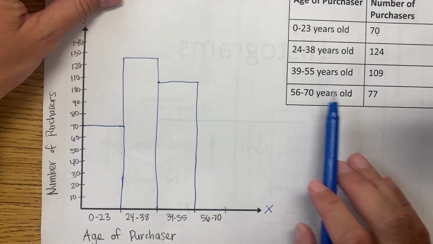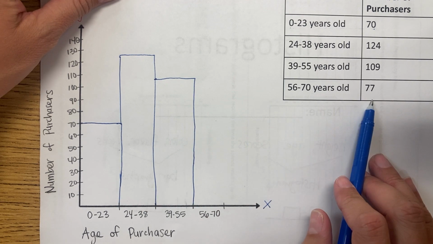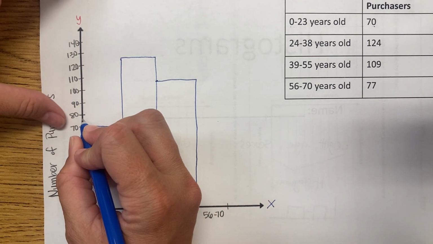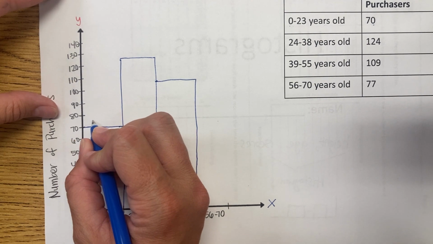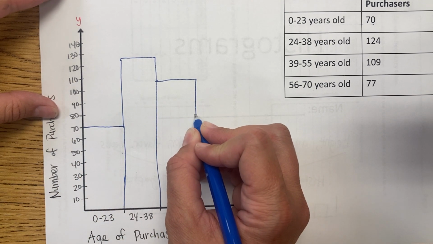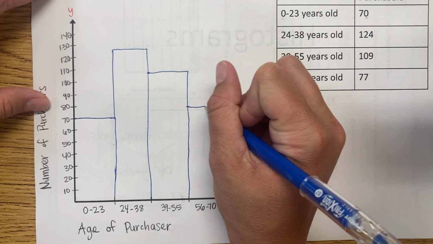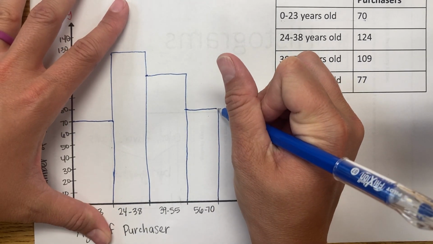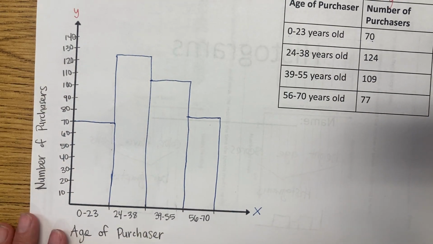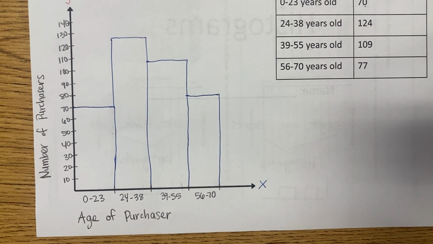And then my last one is from 56 to 70-year-olds. I'm going to have 77. So that's going to be between 70 and 80. A little bit under 80, but not by much. And that tick mark just helps me get an eye for where I'm going to go. Okay, so make sure you got that. If you need extra time, go ahead and pause it.